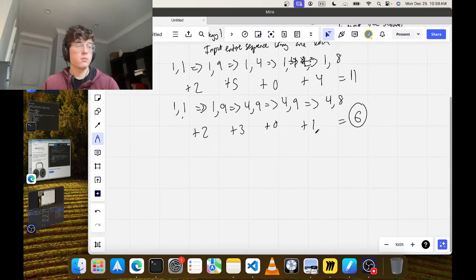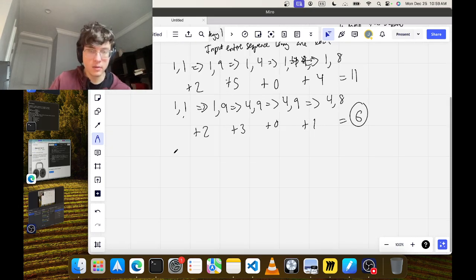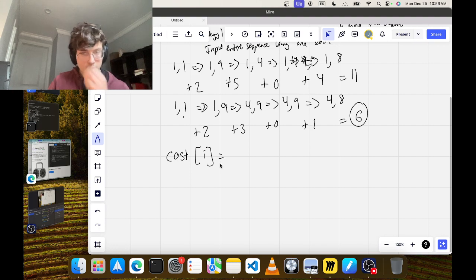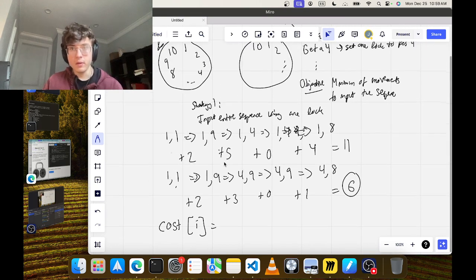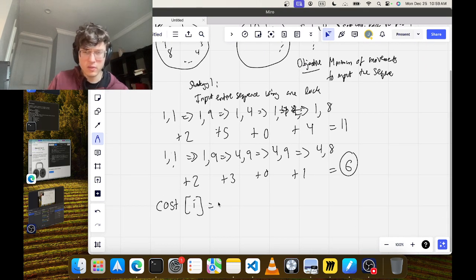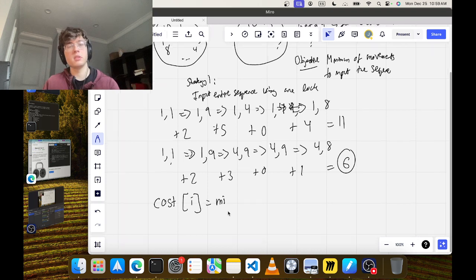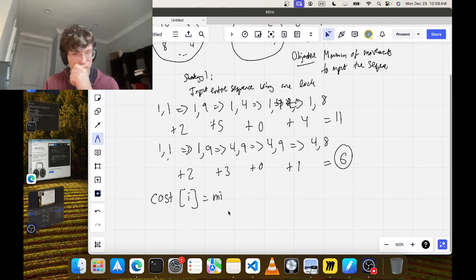So I will say, what do I call it? Let's say cost of I is equal to the minimum movements. Well, technically, okay, this is going to change every single dynamic programming iteration.